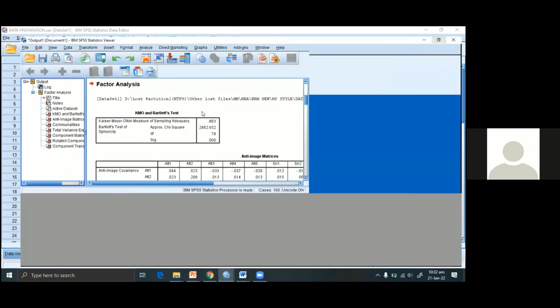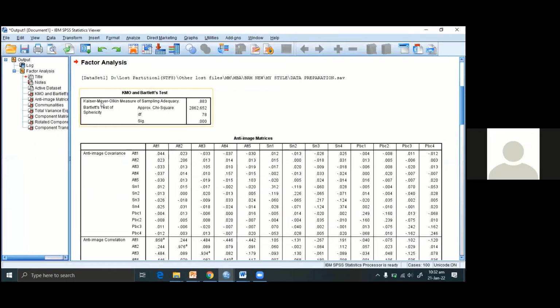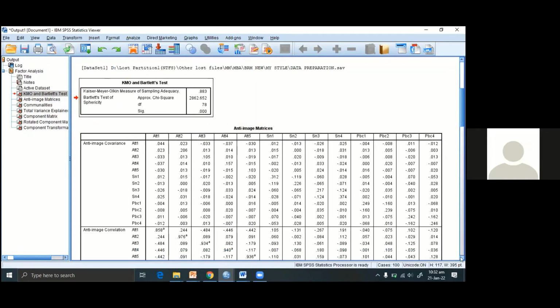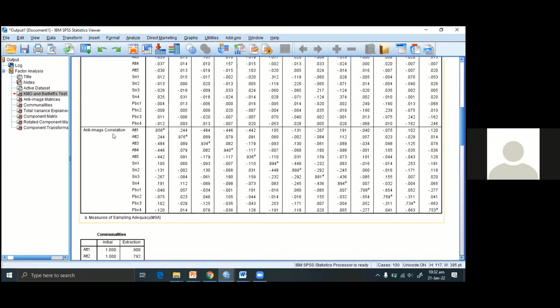So you can see this is the first table which I explained. KMO, Kaiser-Meyer-Olkin, is 0.883. So greater than 0.5, meaning there is no sampling issue. Bartlett's test of sphericity is significant. It means it is less than 0.05, meaning factorization is possible. Subfactors are possible. And then anti-image correlation, this is attitude 1.